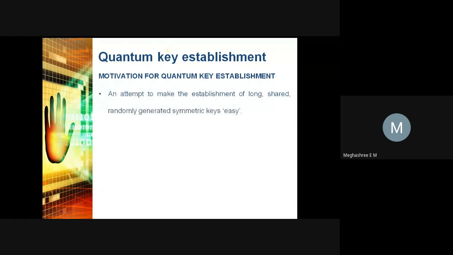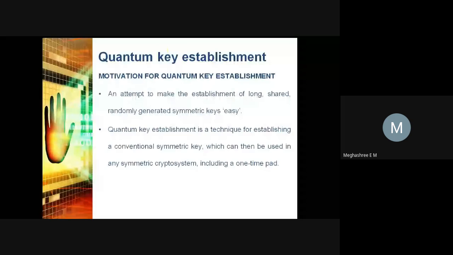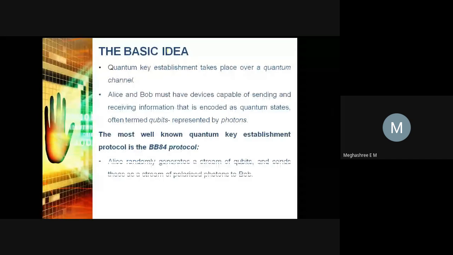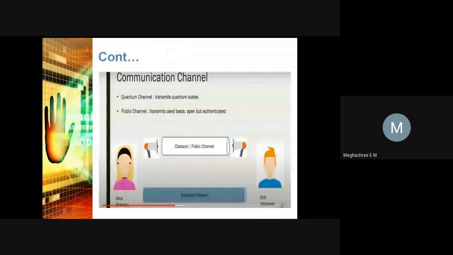Before going to this explanation, just see this diagram. See here, let me consider two parties involved in the communication, Alice and Bob.